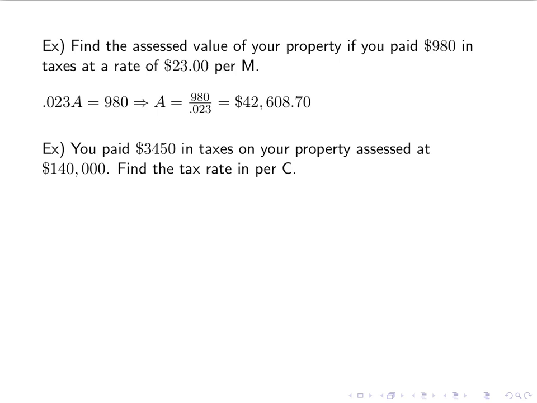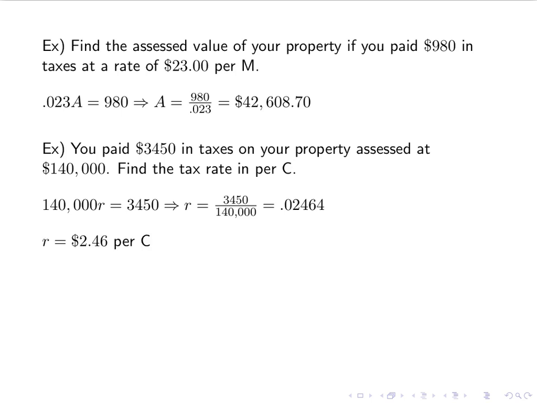You paid $34.50 in taxes on your property assessed at $140,000. Find the tax rate in per C. So we're going to plug those numbers into our equation. We get 140,000 R equals $34.50. Divide both sides by 140,000. And we get as a decimal 0.02464. And then we need to change it to per C. So again, we're going to move the decimal over twice, and then that's a dollar amount, so we're going to need 2 decimals after we've moved it over twice. So that's going to give us $2.46 per C.